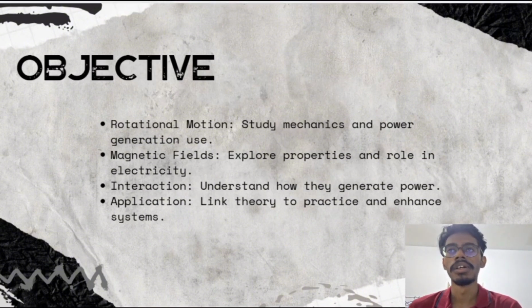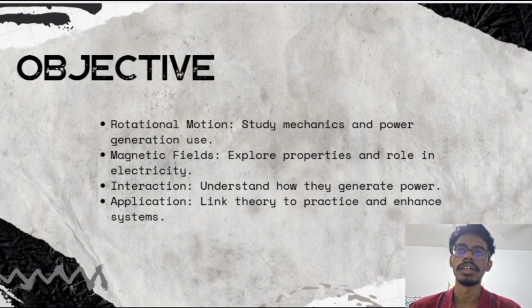So for the objective: understand the rotational motion, explore its mechanism and application in power generation; examine the magnetic field, investigate their properties and role in electricity generation; analyze interaction, study how rotational motion and magnetic fields produce electrical power; apply knowledge, relate the theory to real world systems and improve performance.